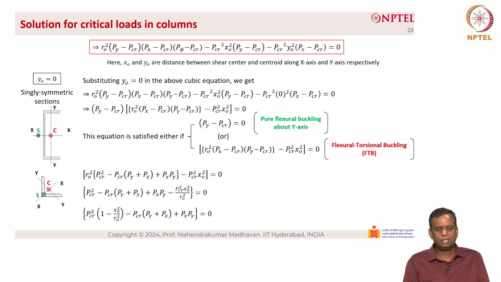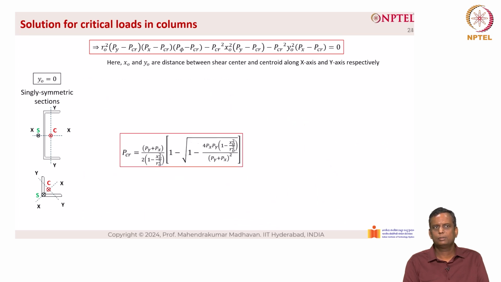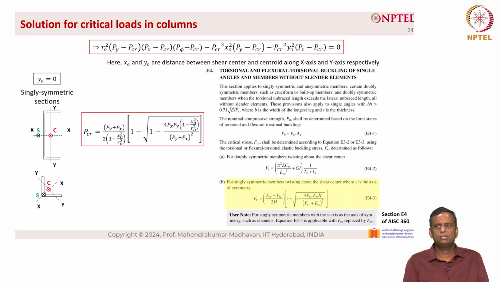So when we simplify this further, we get an equation for Pcr, which is Pcr equal to (Pz plus Px) divided by 2 into (1 minus x0 square by r0 square) into [1 minus root of (1 minus 4 Px into Pz into (1 minus x0 square by r0 square) divided by (Pz plus Px) the whole square)]. This equation is very similar to Section 4 of AISC 360 highlighted on the right hand side. Here H is defined as 1 minus x0 square by r0 square. The above equation contains Px because the x-axis is considered as the axis of symmetry, whereas the ones that are highlighted in AISC consider the y-axis as the axis of symmetry.